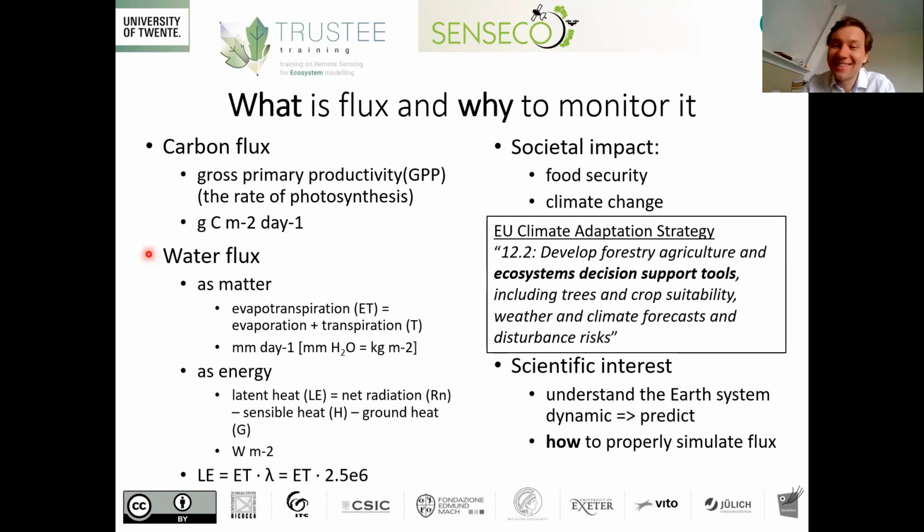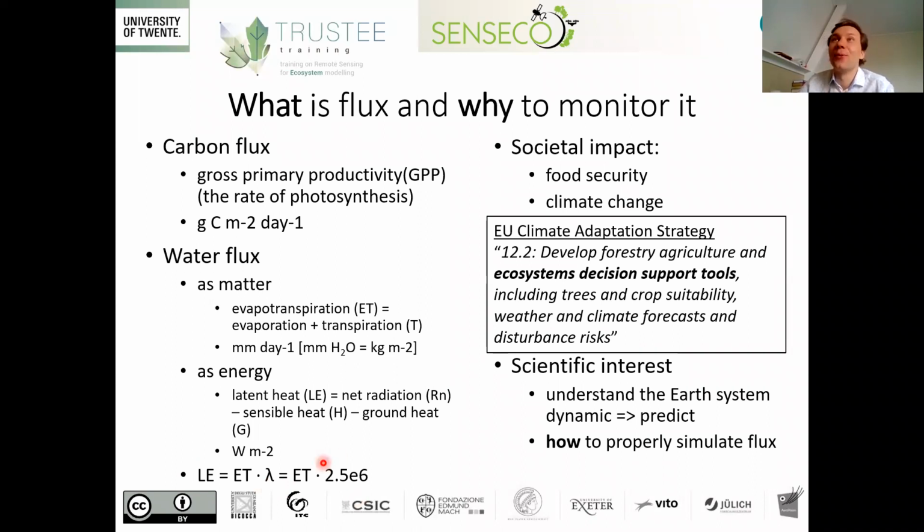Water flux is a tricky flux because you can measure it as matter. Then we talk about evapotranspiration, so evaporation plus transpiration, and we measure it in millimeters of water per day. Or it can be measured in energy terms. Then we call it latent heat, the remainder of net radiation minus sensible heat minus ground heat flux. And then it's measured in watts per square meter. I will use both terms, ET and LE, interchangeably, but they essentially mean the same thing, and they're connected through the latent heat of water evaporation constant.